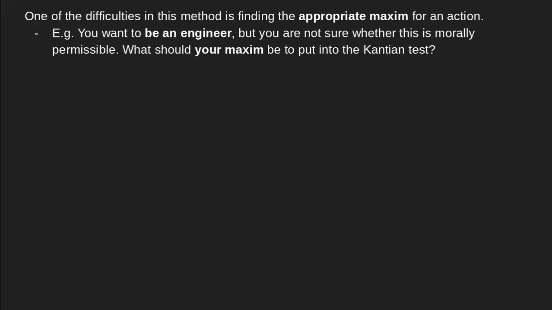But another difficulty is finding the appropriate maxim for an action. And here is an example. You want to be an engineer, but you're not sure whether this is morally permissible. And you want to use the Kantian method to find out whether it's morally permissible for you to become an engineer. What should your maxim be to put it into the Kantian test? And which maxim are you proposing to be put under the test when you become an engineer, right? That's the second question. Let me go back one slide.